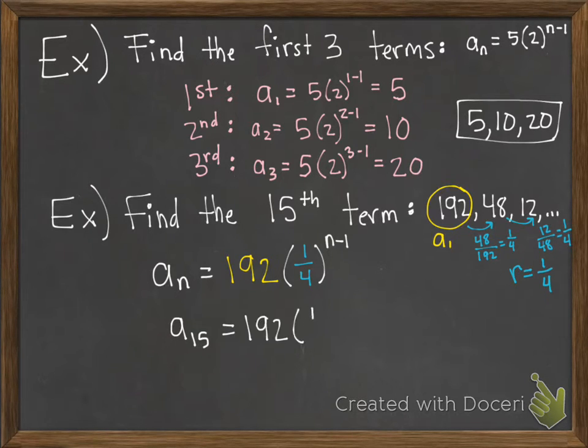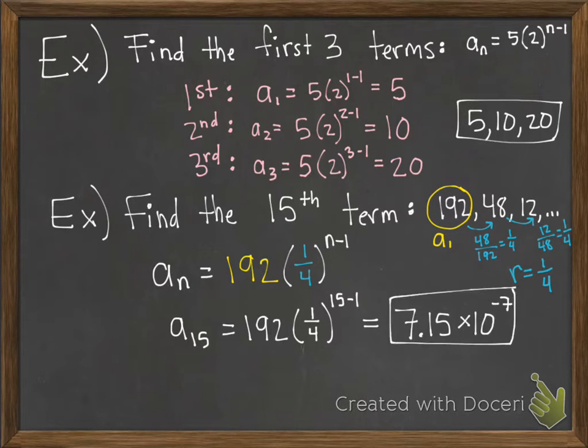We would plug in 15 for n to find the 15th term. This gives us a very, very small number. So the calculator gave it to us in scientific notation, 7.15 times 10 to the negative 7. If you wanted to write that in standard notation, that would be 0.000000715, a very small decimal. Remember, geometric sequences get very large or very small very quickly.